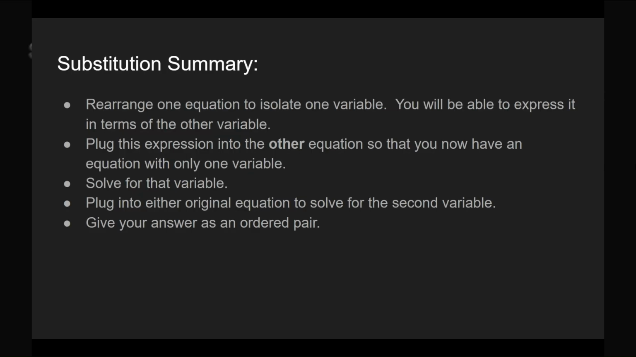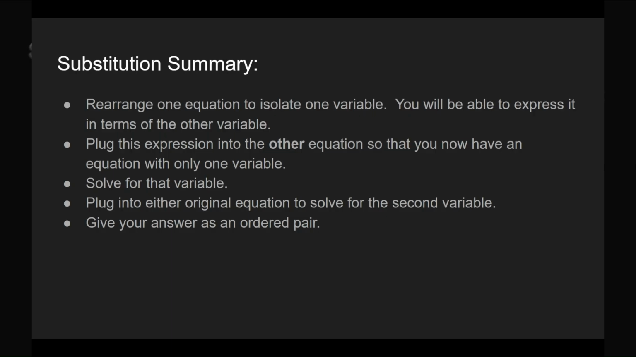So summary of the substitution strategy. We rearrange one equation to isolate one variable. You're going to get an expression in terms of the other variable. You plug this expression into the other equation, the one that you haven't touched yet, so that you now have an equation with only one variable. Solve for that variable, plug it into either original equation to solve for the second variable, and give your answer as an ordered pair.